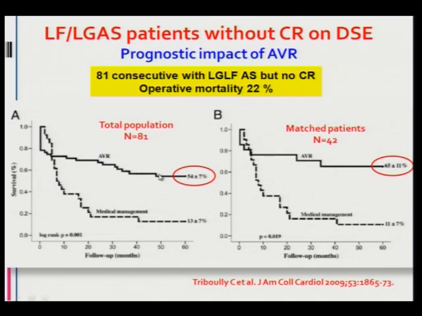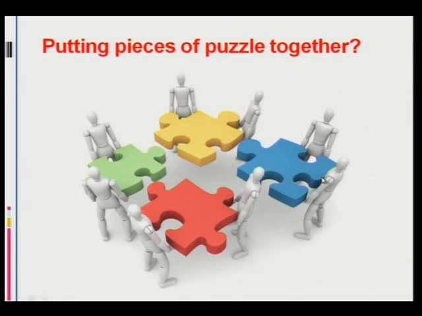As you can see, the two curves separate quite widely. These are the people who had an aortic valve replacement, and these are the people who had medical management. So in spite of having a high operative mortality, they did well. And when you correct for the baseline comorbid conditions, the differences persisted. Some authors believe that even if you don't have any contractile reserve, you can still subject this patient to an aortic valve replacement.